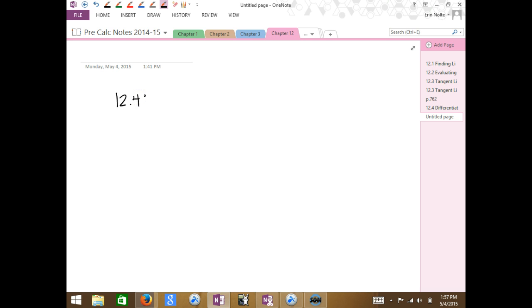Okay, so 12.4 is where we're moving, and it is simply called derivatives. I'm going to split this section up into almost the entire week. We're going to start with the basic rule, and then I'm going to show you other rules later.